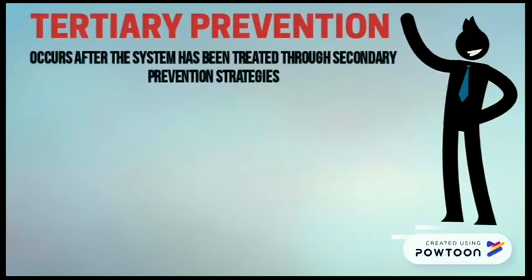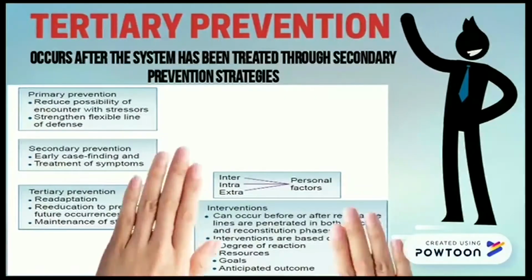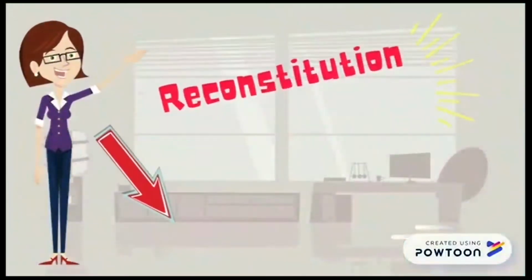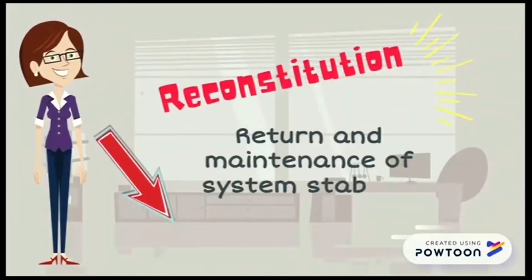Tertiary prevention occurs after the system has been treated through secondary prevention strategies. Its purpose is to maintain wellness or protect the client system reconstitution through supporting existing strengths and continuing to preserve energy. Reconstitution is the return and maintenance of system stability following treatment of stressor reaction, which may result in a higher or lower level of wellness.